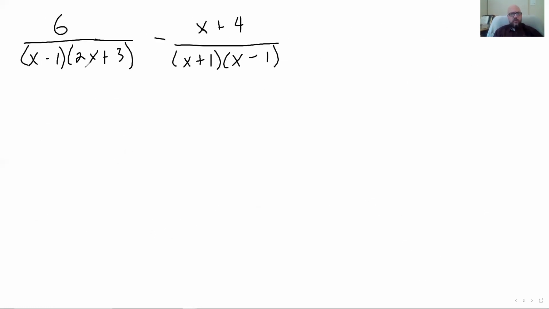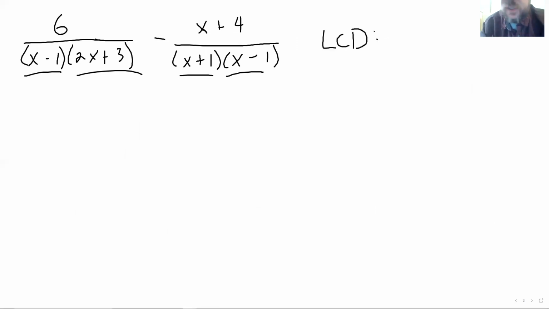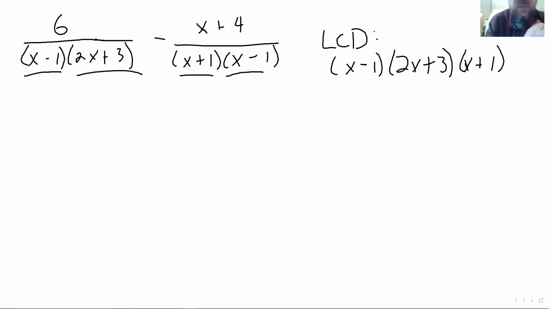So here's a nice simple one. When I'm looking at the denominators here, they've both got an x minus 1. This one has a 2x plus 3. That one has an x plus 1. So I need to make them the same. So my LCD is going to be, well, they both have an x minus 1, but I need a 2x plus 3 from the first one and an x plus 1 from the second one. So that's my LCD.